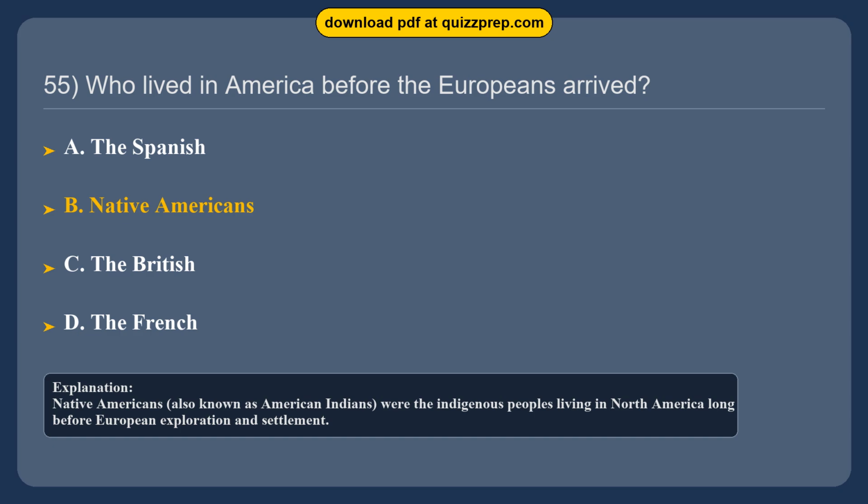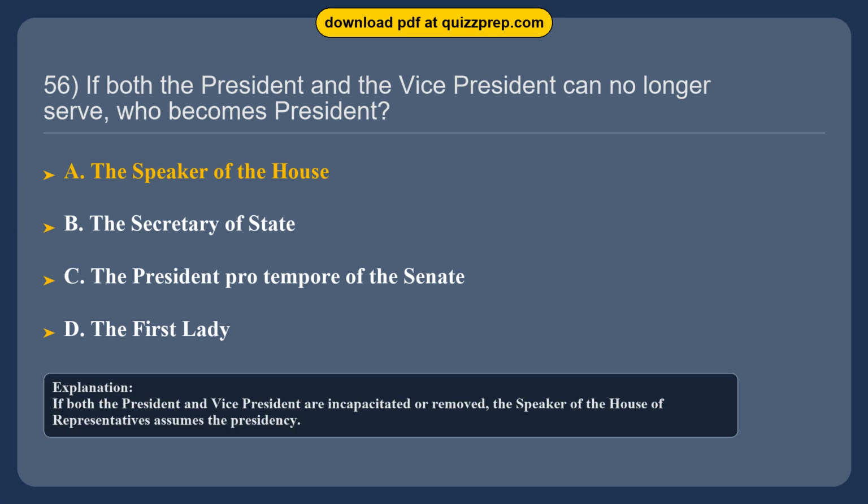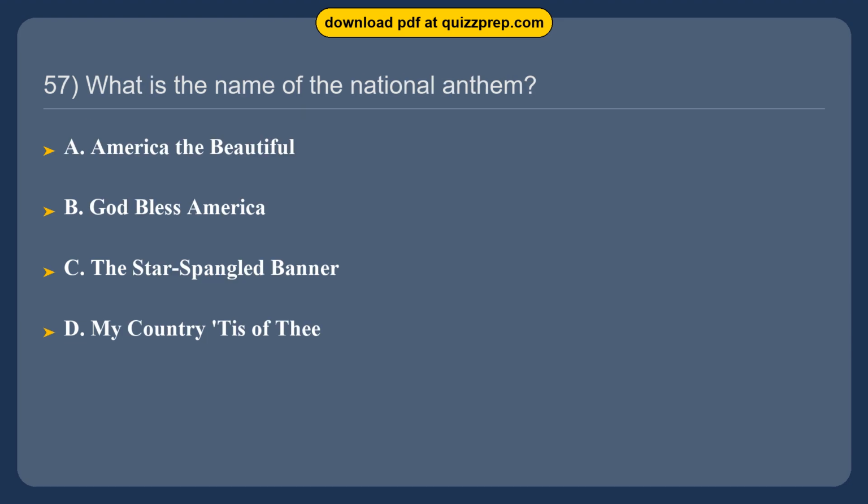Question 56. If both the president and the vice president can no longer serve, who becomes president? Option A, the Speaker of the House. Option B, the Secretary of State. Option C, the President pro tempore of the Senate. Option D, the First Lady. The correct answer is option A, the Speaker of the House. If both the President and Vice President are incapacitated or removed, the Speaker of the House of Representatives assumes the presidency.